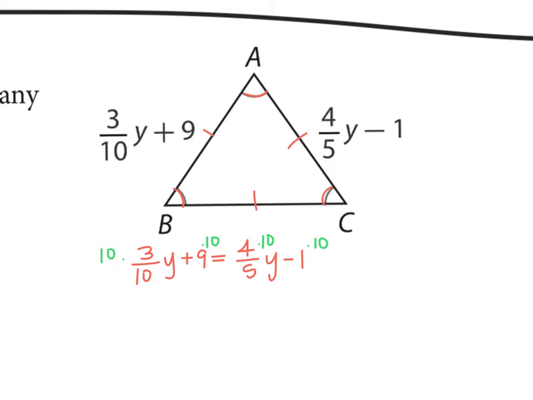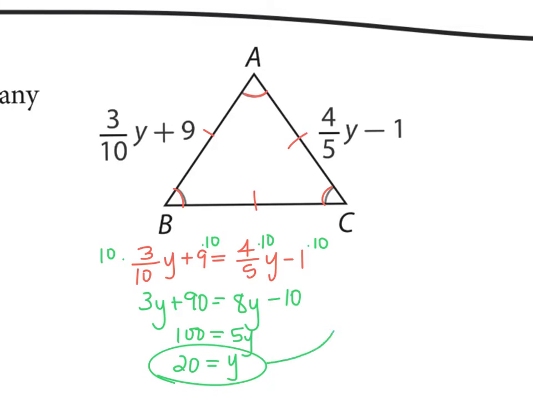So that's going to give me 3y plus 90 equals 8y, because that's 40 divided by 5, which is 8, minus 10. All right, and then I can just solve the algebra from there. 5y is going to equal 100, so y is going to equal 20. And then again, we want to go back and plug this in to find the missing side lengths. So either place that we plug it in, we should get the same thing.